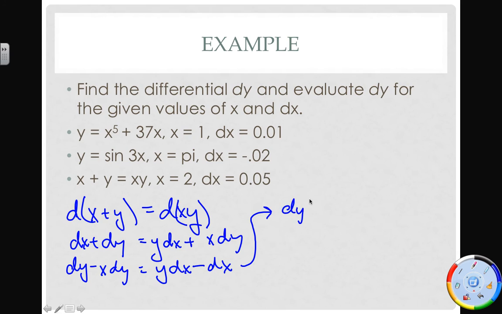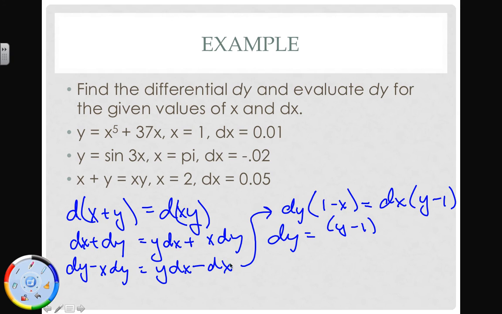And here's where it gets kind of funny. I'm going to factor out a dy, and get 1 minus x. This is actually basically implicit differentiation, just looking a little bit different, if you think about it that way. And this is equal to dx times y minus 1. And therefore dy is equal to y minus 1 over 1 minus x, all times dx.